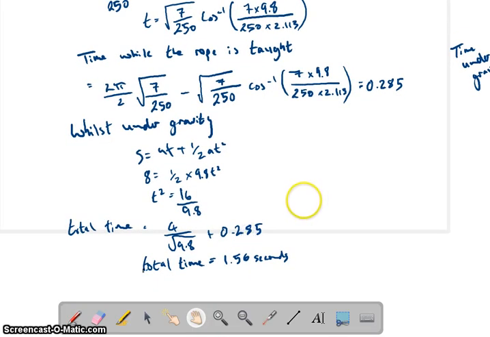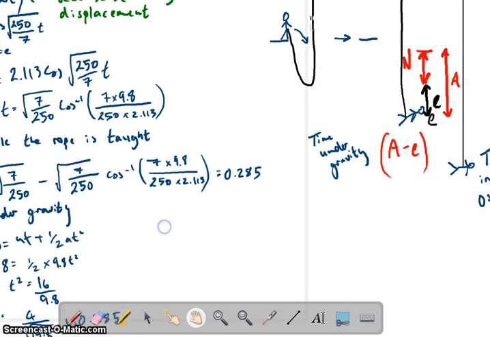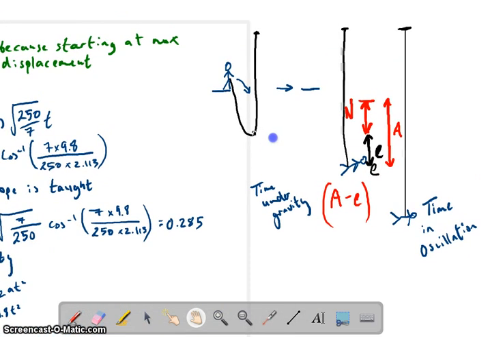So that's easy enough mathematically. The difficult bit is this conception. Obviously, if he were attached to a spring, then the spring's going to be under compression here, and so the oscillation is still valid. But because it's a string and not a spring, there's no tension under compression, and so you just have to get rid of this.